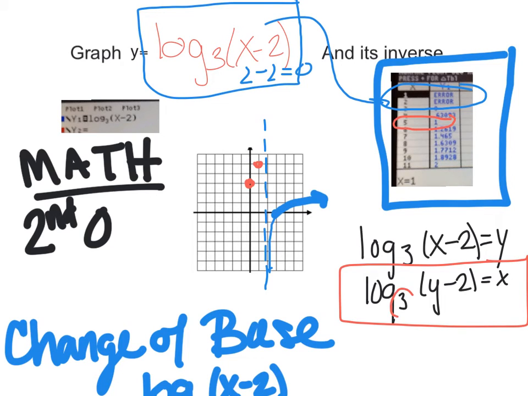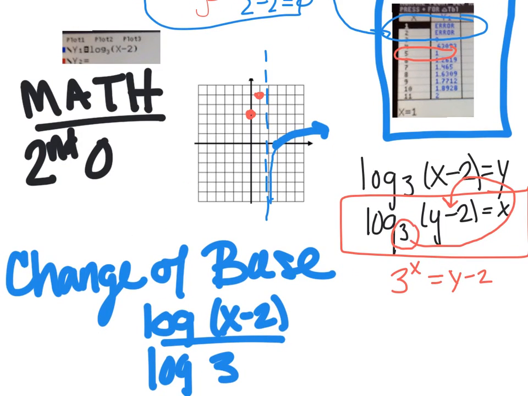We said begin with the base, and we're going to go around and back in because a log is really an exponent. So 3 to the x equals y minus 2. Therefore, y equals 3 to the x plus 2. Okay, and that's what I would graph. So I'm going to get that table and go ahead and plot those points.